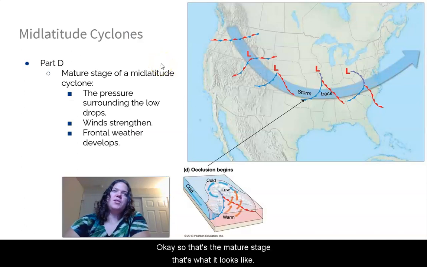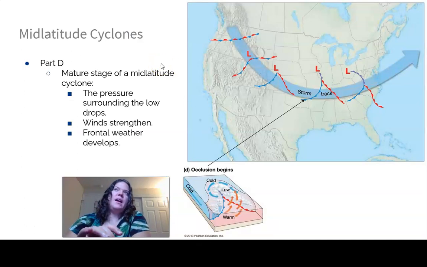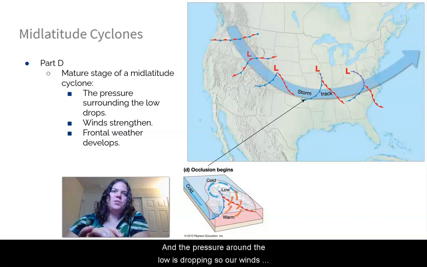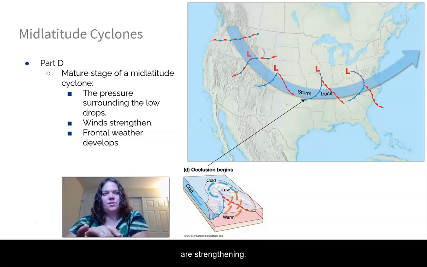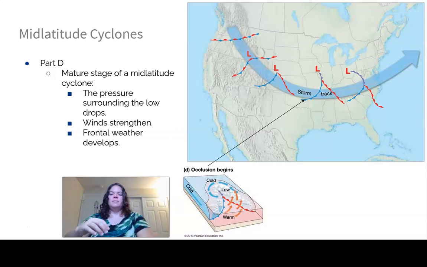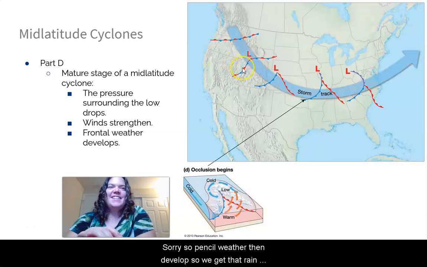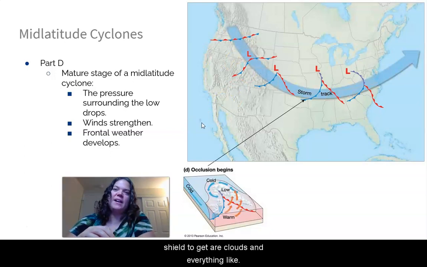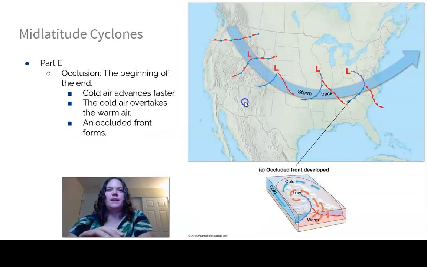Okay, so that's the mature stage. That's what it looks like. And the pressure around the low is dropping. So our winds are strengthening. More air is moving into the area because it's being lifted, right? So frontal weather then develops, so we get that rain shield, we get our clouds and everything like that.